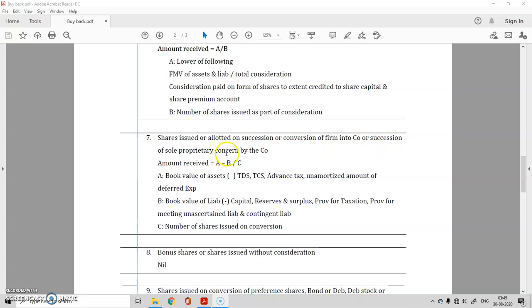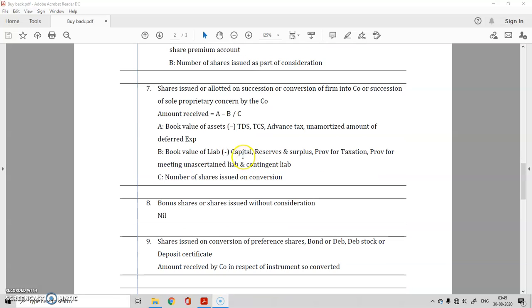Next point, shares issued or allotted on succession or conversion of a firm into a company or succession of sole proprietary concern by the company. In such case, the issue price would be A minus B divided by C. A means book value of assets minus TDS or TCS or advance tax or unamortized amount of deferred expense receivable. And in case of B, book value of liabilities minus capital, reserve and surplus, provision for taxation, provision for meeting uncertain liability and contingent liability. Divide by number of shares issued on conversion.